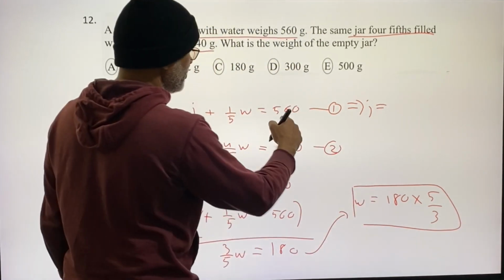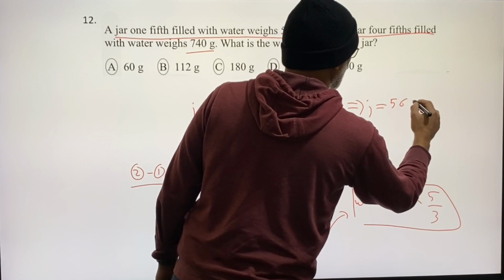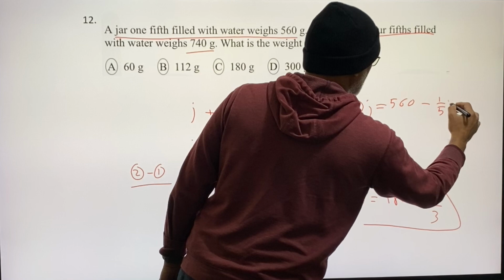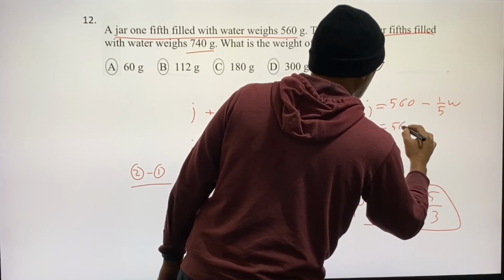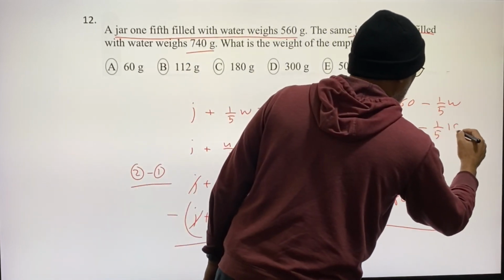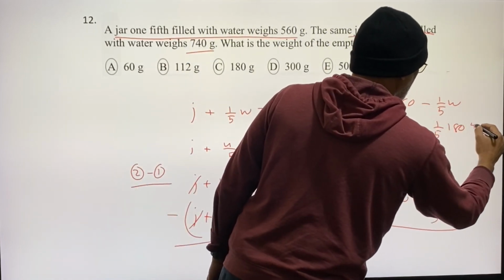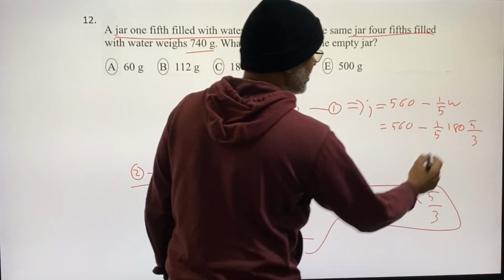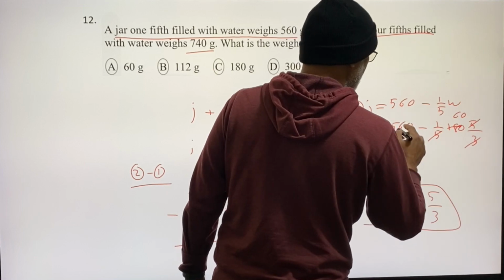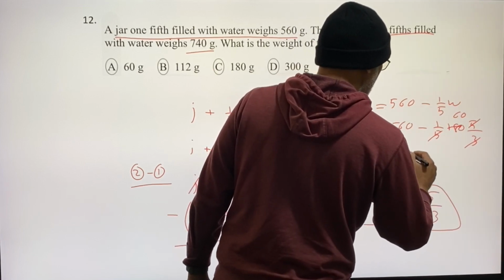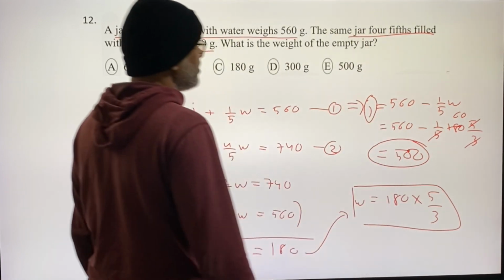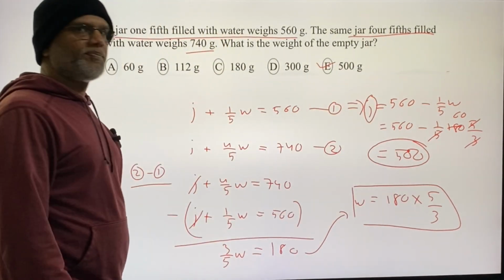Jar equal to 560 minus 1/5 W, 1/5 W. This is 560 minus 1. And then W is 180 times 5 by 3, right? So this 5 cancels, this goes 60. So this is 560 minus 60 is 500, right? Then jar is 500 gram. We get the same answer.